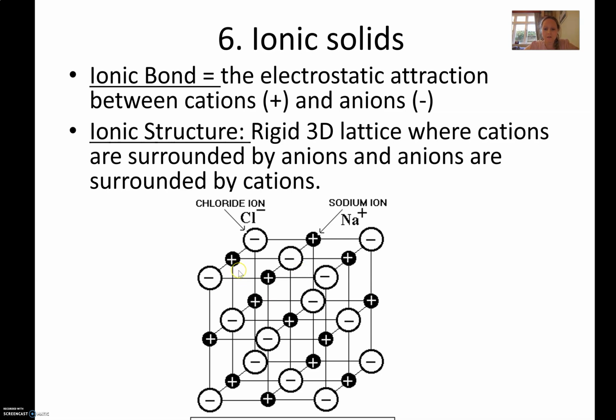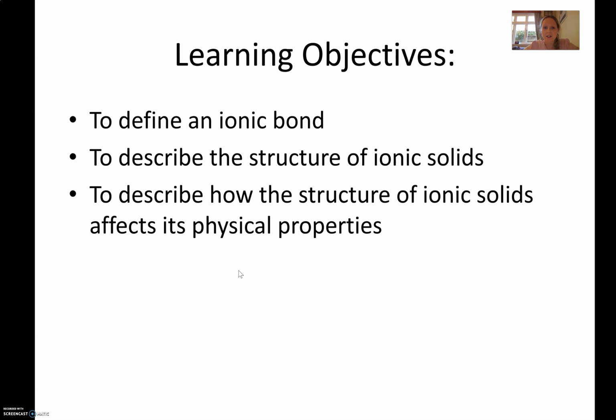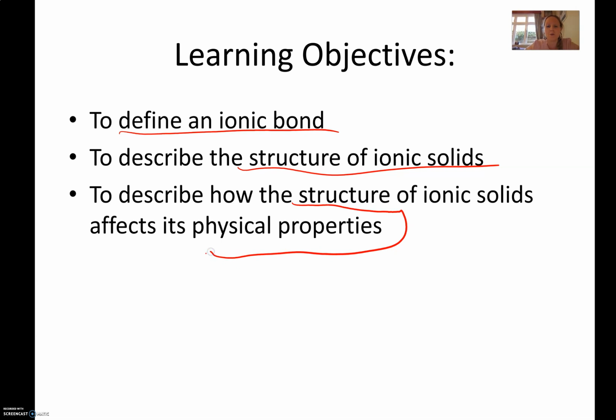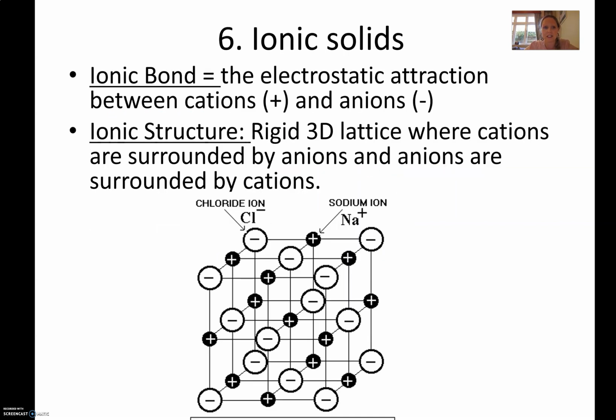So I'll just flick back to the learning objectives. Today we are going to define the ionic bond, then describe the structure of the ionic solid, and then describe how that structure affects the physical properties. So really similar to metallic, but now we're talking about ionic. I personally think these are a little bit easier for students actually.